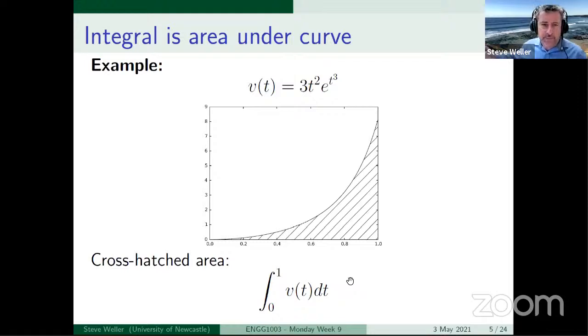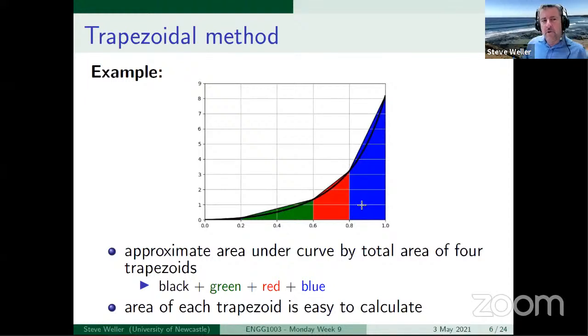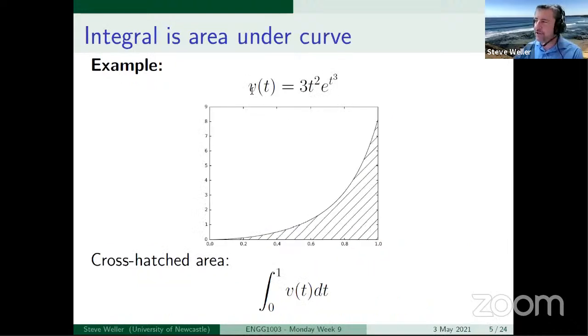So what we're interested in doing is computing the area under that curve. Now that might appear quite challenging, because how would you go about computing the area under a curve? Well, in this particular case, this V(t) has been chosen, and we looked at some of the details in last Thursday's lecture. V(t) has been chosen in such a way that it's possible to integrate that expression exactly. But let's just pretend for the moment that we don't have that capability.